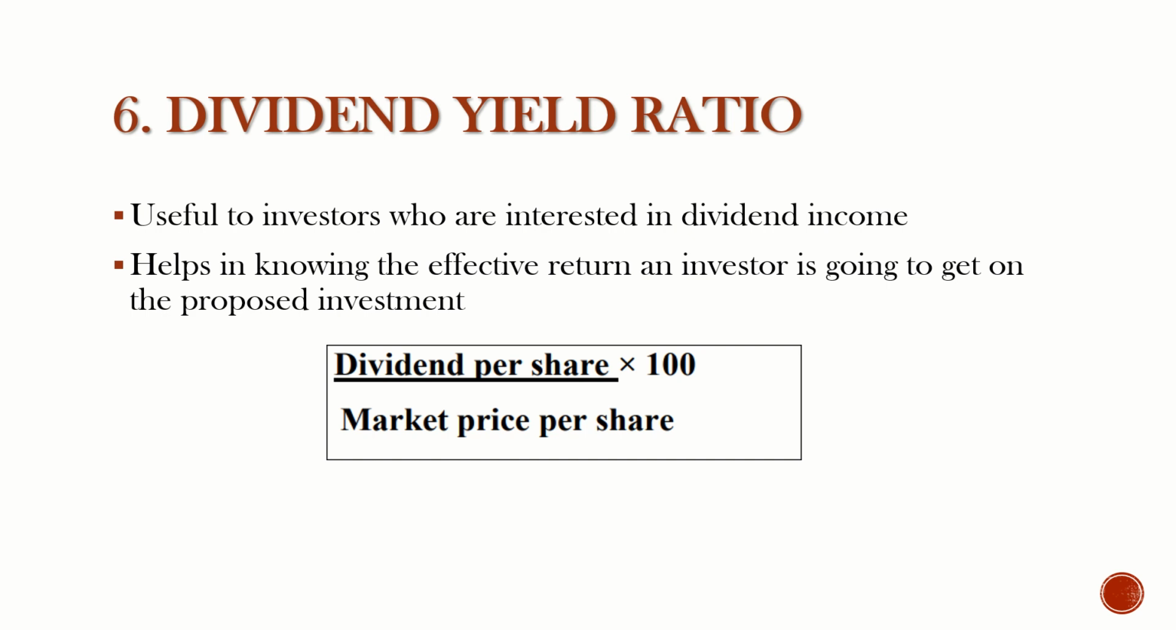Sixth one, we have the dividend yield ratio. So this ratio is useful to the investors who are interested in the dividend income only. So dividend yield ratio helps in knowing the effective return an investor is going to get on the proposed investment. What will be the return that an investor can get on this proposed investment is measured in dividend yield ratio. So the calculation goes like dividend per share by market price per share into 100, that is DPS divided by MPS into 100. So per share will be taken.